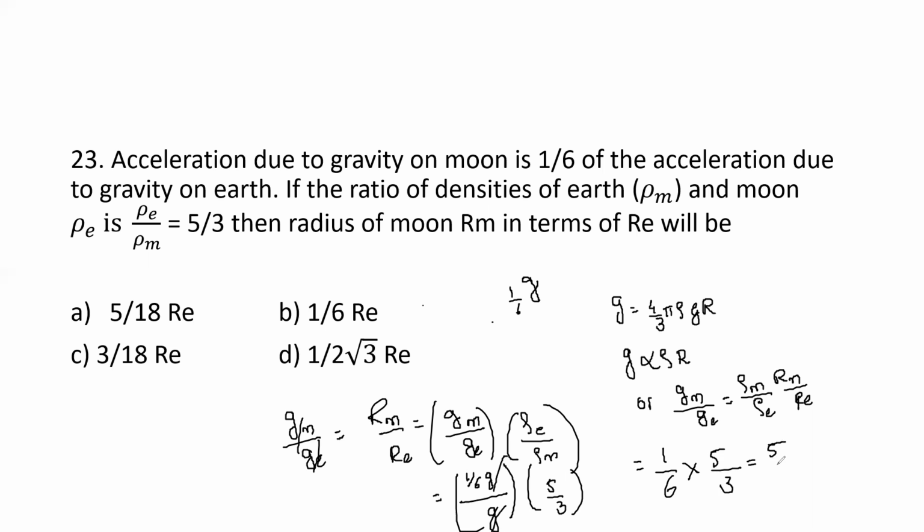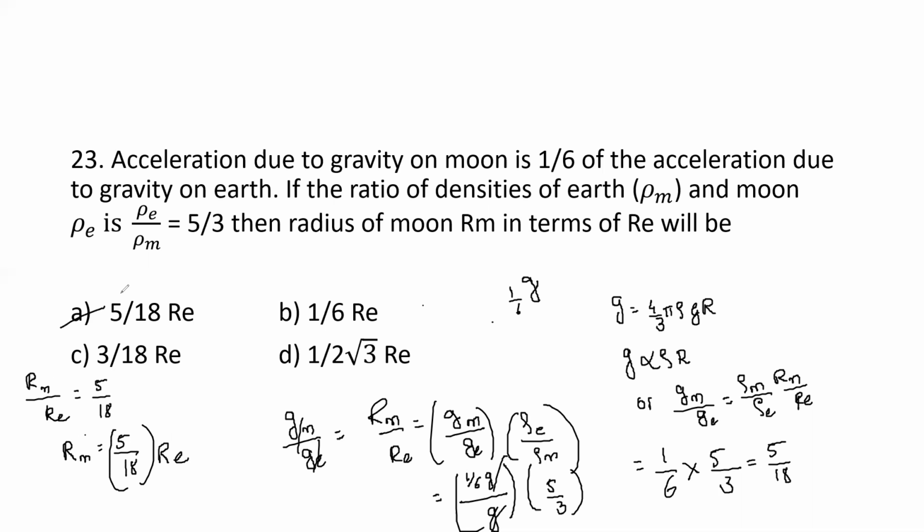That is nothing but 5 divided by, how much you will get? That is 5 divided by 18. We will get it as 5 divided by 18. So this 5 divided by 18 is what it is? It is Rm divided by Re is equal to 5 divided by 18. Therefore, I can write Rm is equal to 5 divided by 18 into Re. So like this we can write it. Rm is equal to 5 by 18 into Re. So the correct option is option A. Option A is the right option.